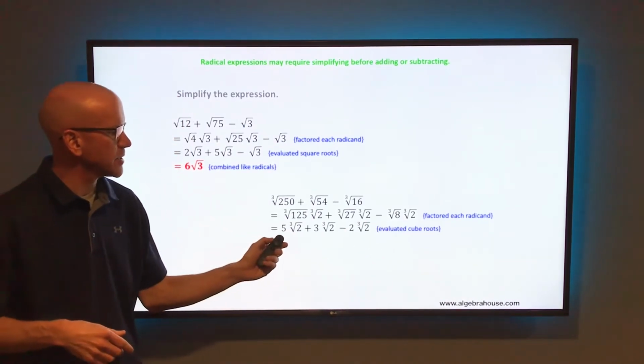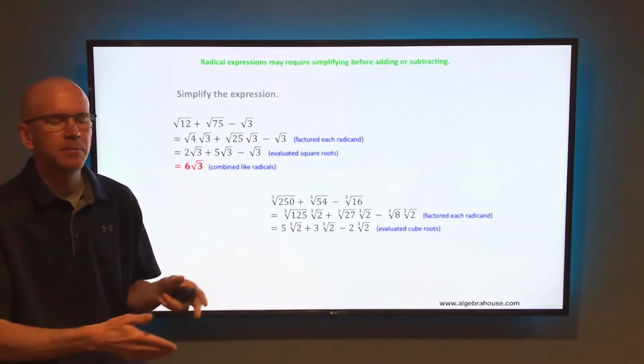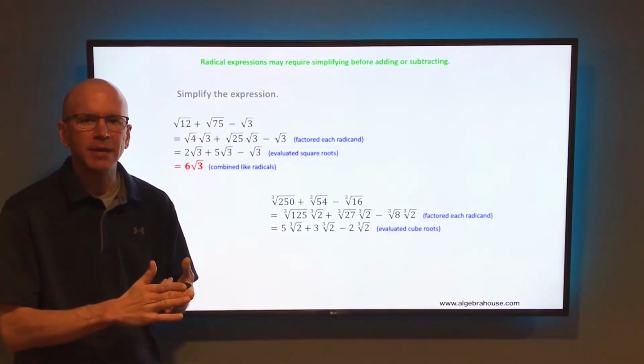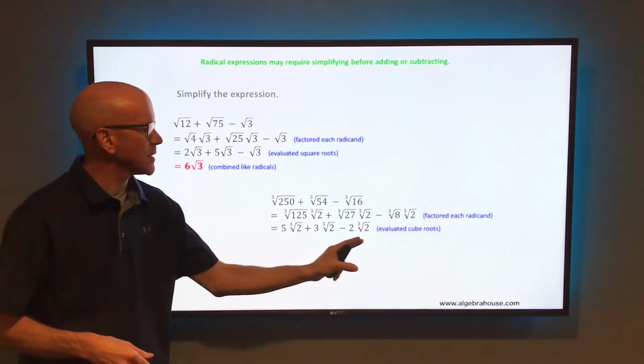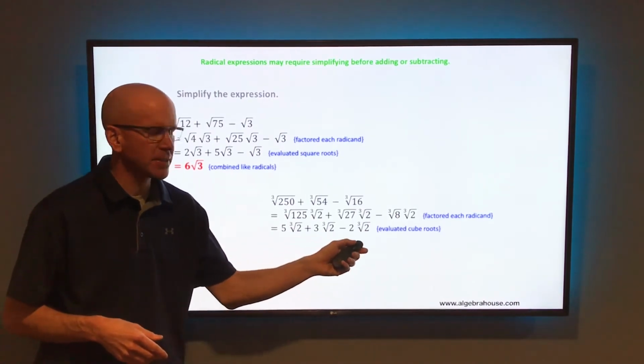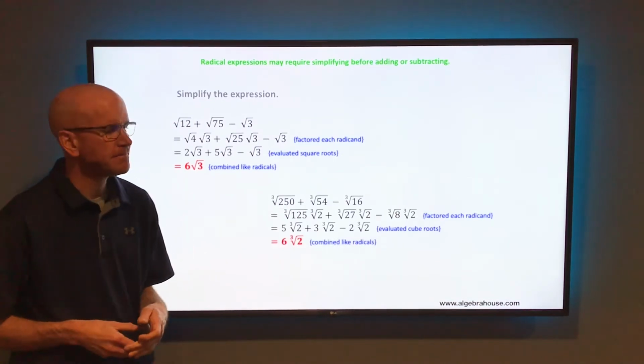So it'd be 5 times the cube root of 2 plus 3 times the cube root of 2 minus 2 times the cube root of 2. Now those are all like terms because you have the same root and the same thing under the radical sign. You can combine those. Take 5 plus 3, that is 8. And then 8 minus 2 is 6. So that would be 6 times the cube root of 2.